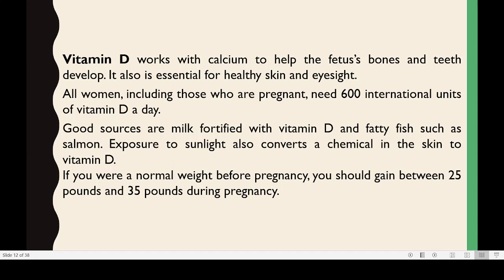If you have normal weight before pregnancy, you should gain 25 pounds. Twenty-five pounds means around 12 kg, up to 35 pounds, which is around 17 kg. So 12 to 17 kilograms should be the increase in weight during pregnancy.